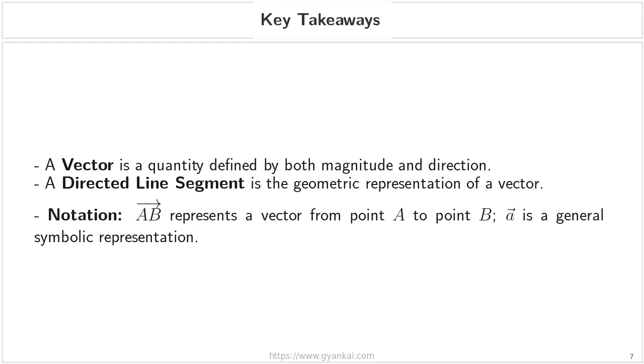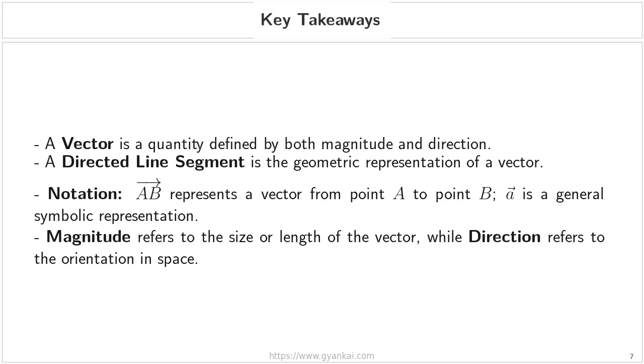Now, let's quickly review the notation so you can recognize it in your future problems. If we are talking about a specific path from one point to another, we write A arrow B to represent a vector starting at point A and ending at point B. However, if we are referring to a vector more generally, without a specific starting point, we simply use a lowercase letter with an arrow over it, such as a vector or v vector.